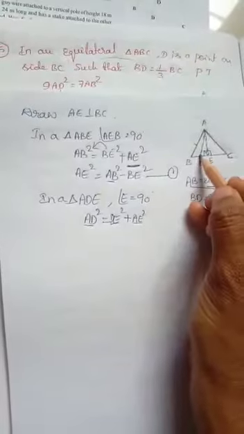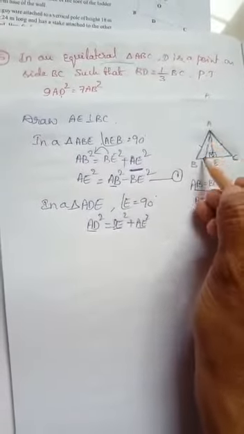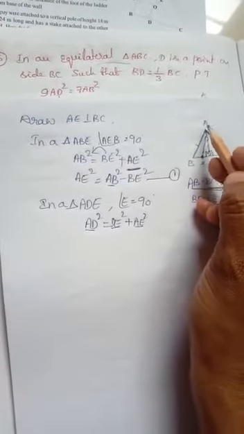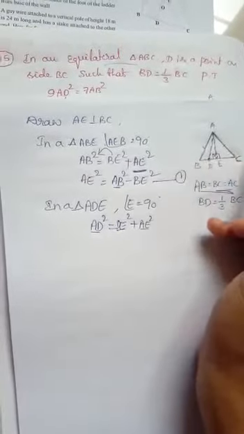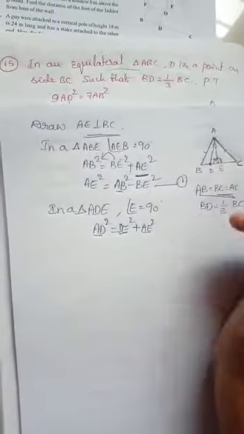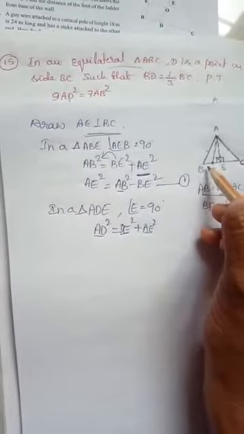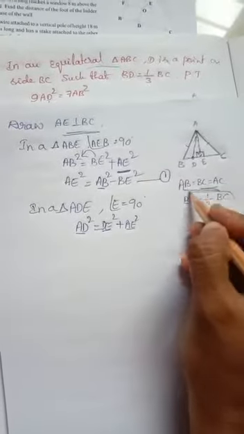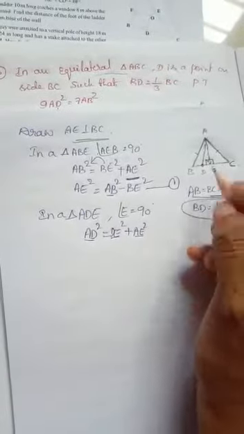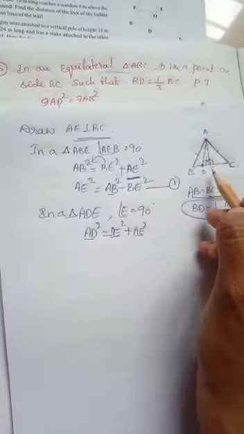D is a point on BC. Therefore, D is one of the points that lies on side BC. We join AD. We draw a perpendicular from A to BC. Therefore, AE is perpendicular to BC, so angle E is 90 degrees. BD is equal to 1 by 3 times BC. This is already given in the problem: BD is 1 by 3 times BC.